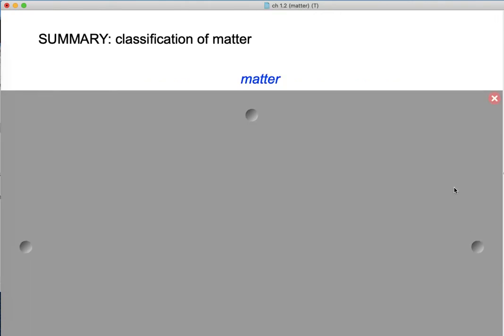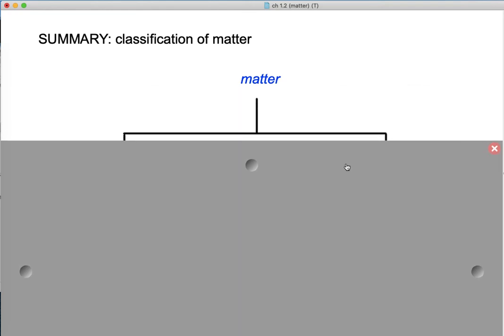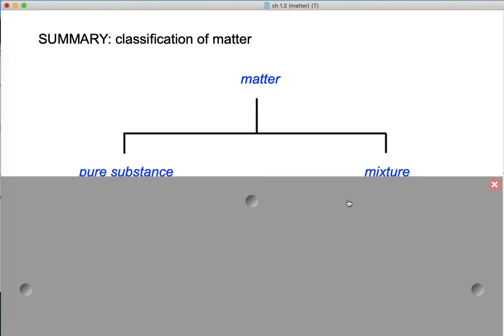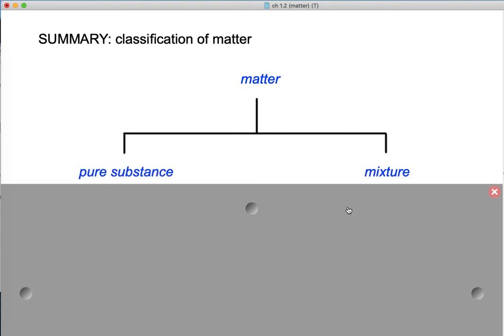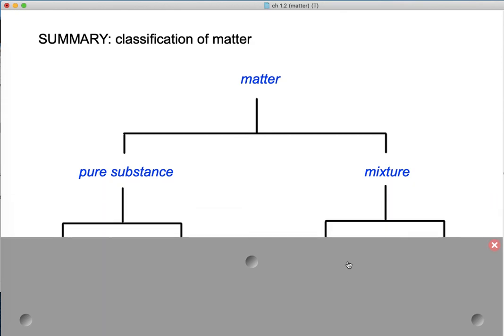So let us summarize. Here is our general classification scheme for matter. All matter, that is anything that has mass and volume, is either a pure substance or a mixture. A pure substance is a single type of matter. All samples have the exact same characteristic properties and composition, whereas a mixture is a blend of two or more pure substances that can vary in properties and composition.